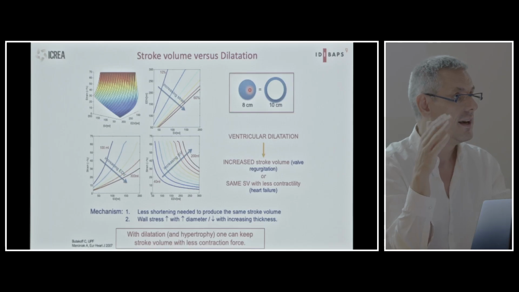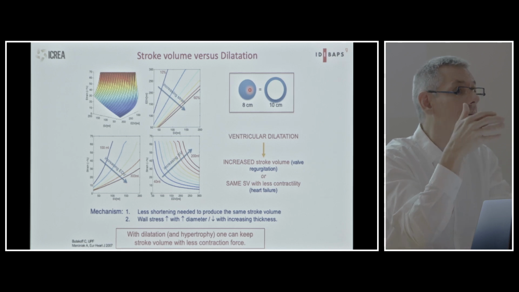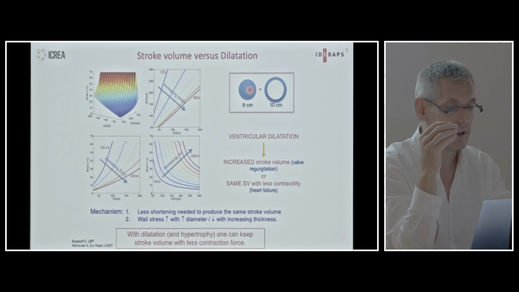So obviously this is a way to cope with volume loading, and that's why you dilate in order to cope with volume loading: to increase the stroke volume while not being able or not needing to develop more strain, because the amount of strain is of course determined by the myocytes. You can only modulate strain very little.